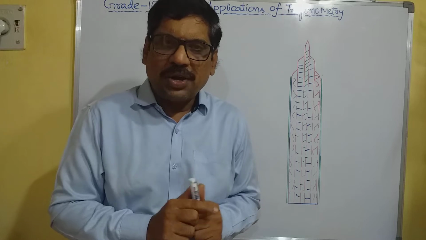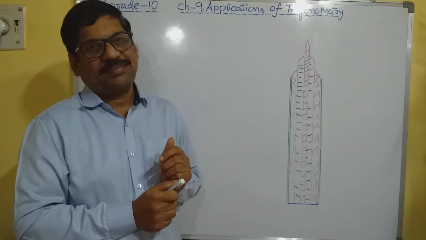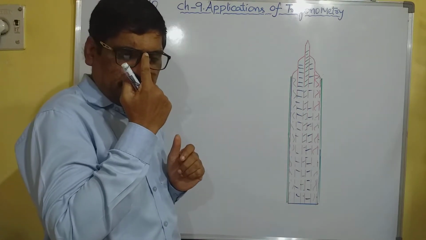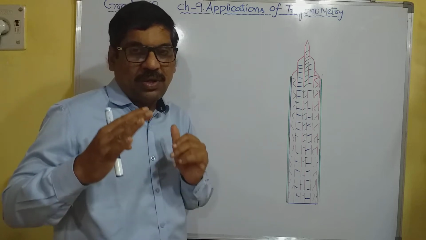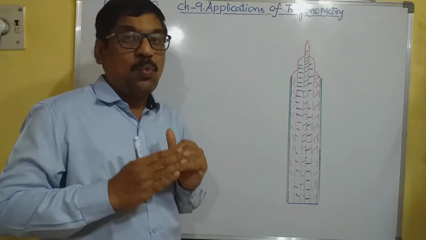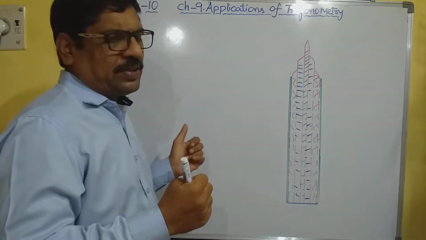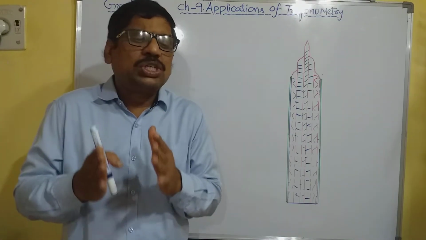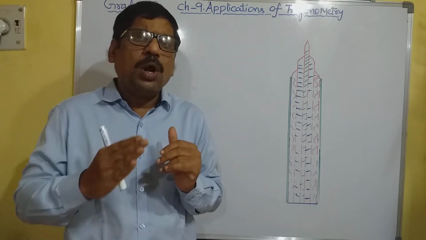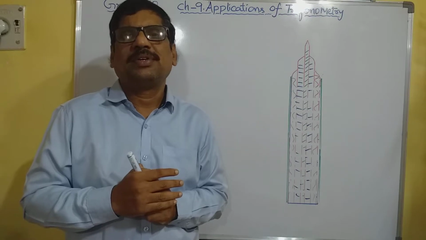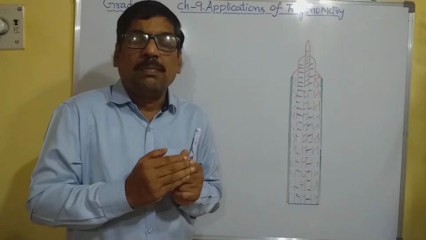Today we are going to start a new chapter, that is applications of trigonometry. By using the applications of trigonometry, we can find the heights and distances of distant objects without going near to them. For example, let us say you are standing near a tall building, and you want to measure its height. Let us say that you are in front of Burj Khalifa.